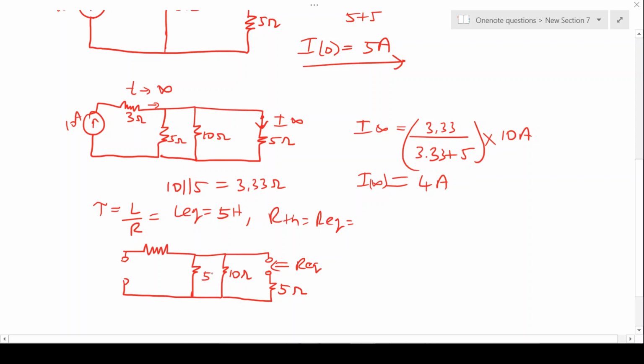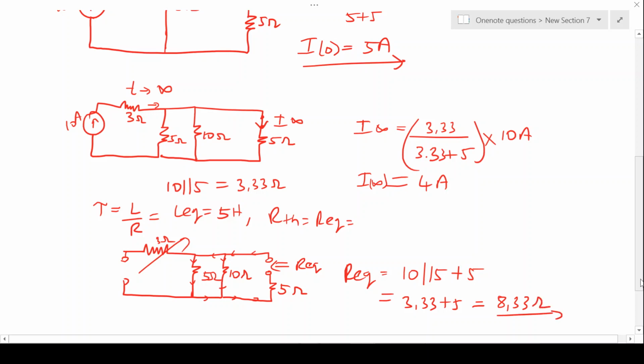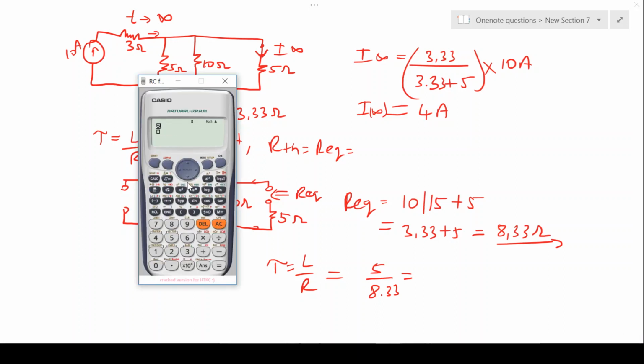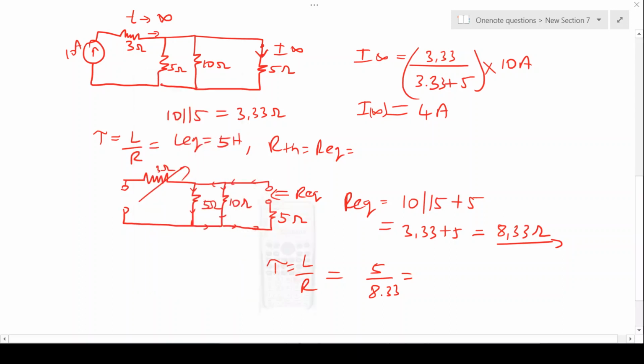Then you've got your 10 ohms, you've got your 5 ohms, and you've got your 3 ohms. If you inject a current in here, you'll see that the current splits as follows. It will go down here and it will come back there, meaning no current flows there, so that resistor falls out. So the equivalent resistance must be 10 in parallel with 5, plus 5, which gives you 3.33 plus 5. 5 plus 3 will be 8, so it will give you 8.33 ohms. And therefore tau, which is L over R, is going to give you 5 over 8.33, and that gives you 0.6 seconds.